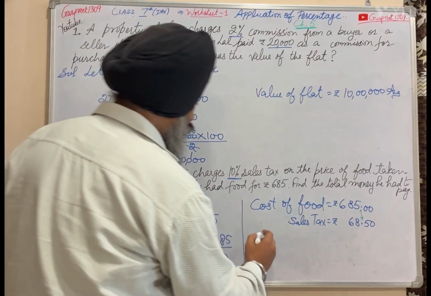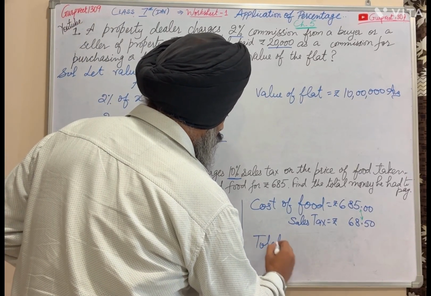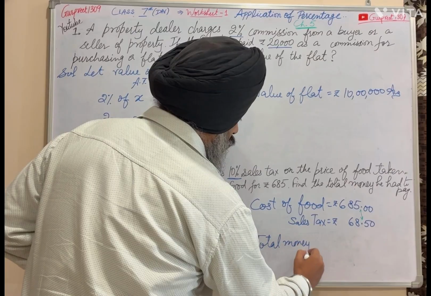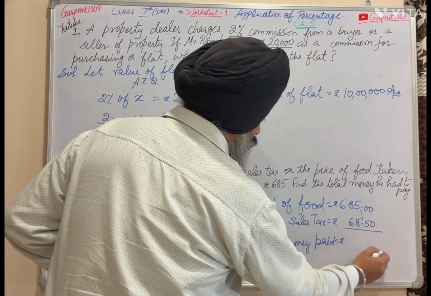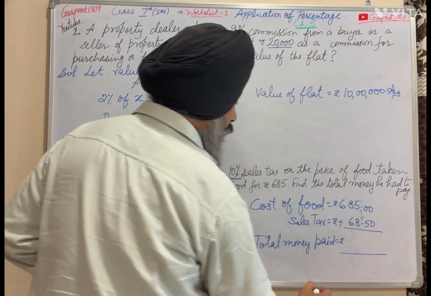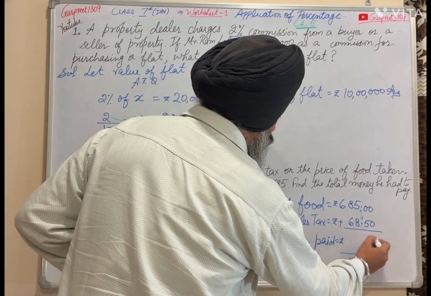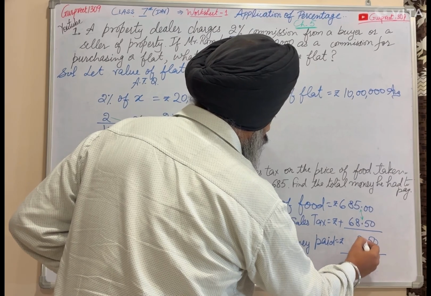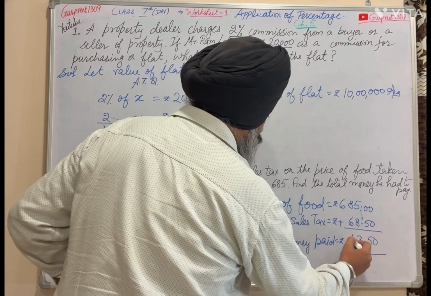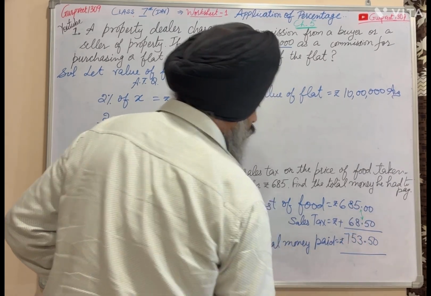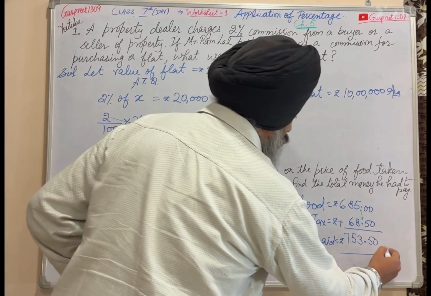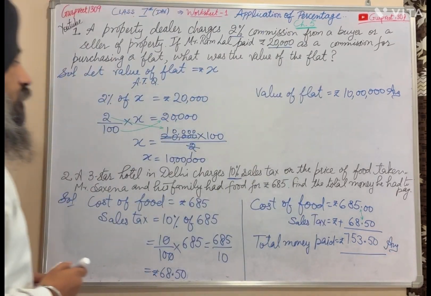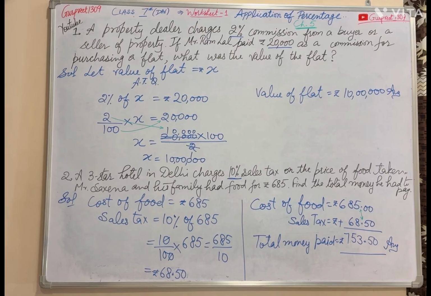Now we add it for the total money paid. So we will add that 0.50, 8, 5, 13, 5, 1. Okay. So this is 753.50, the total money paid for that food. Let's move to the next question, number 3.